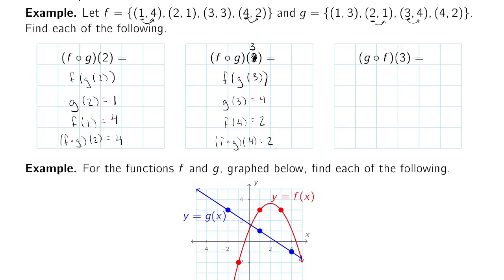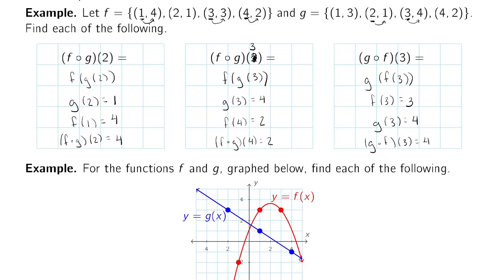And now order matters here. So if we take g composed with f of 3, that's g of f of 3. Well, f of 3 is 3. And then g of this 3 is 4. So g composed with f of 3 is 4.